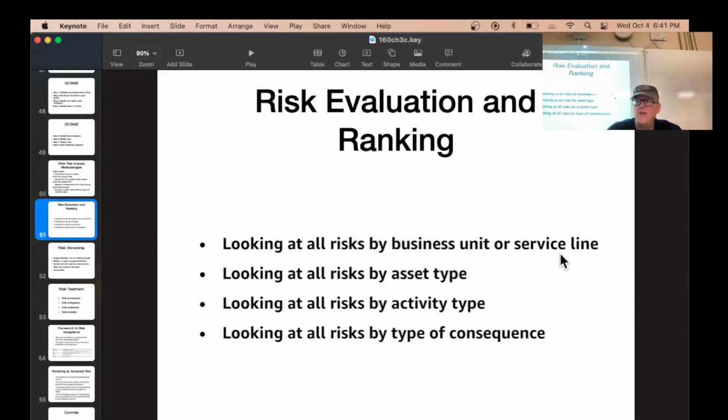So you can evaluate your risk looking by business unit or service line, or by asset type, or by activity type, or type of consequence. These are just different ways to organize your thinking.